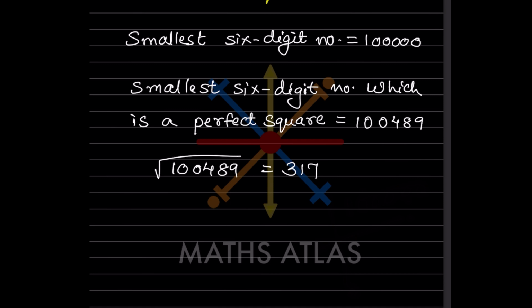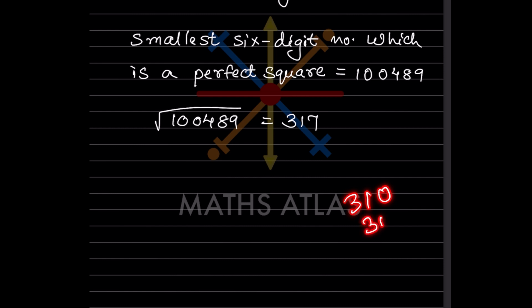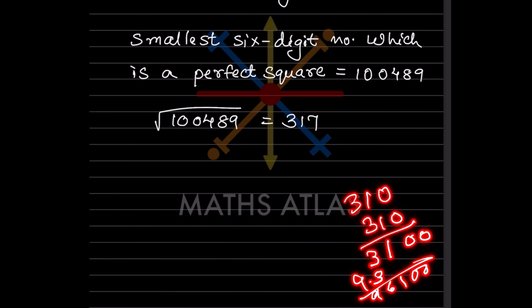Or we can do one thing. You know that 300 square, with how many zeros, 1, 2, 3, 4, 1, 2, 3, 4, is 90,000. Now if we take 310 square, that is 310 into 310. We put two zeros, and 31 ones are 31, and again 3, and this will be 9. So it will be 96100. This is again a smaller number, because that is only a 5 digit number.